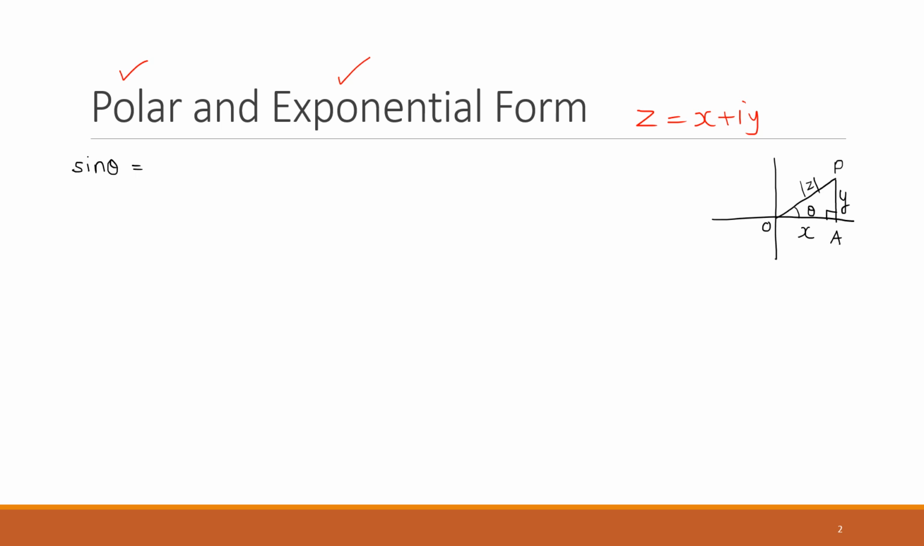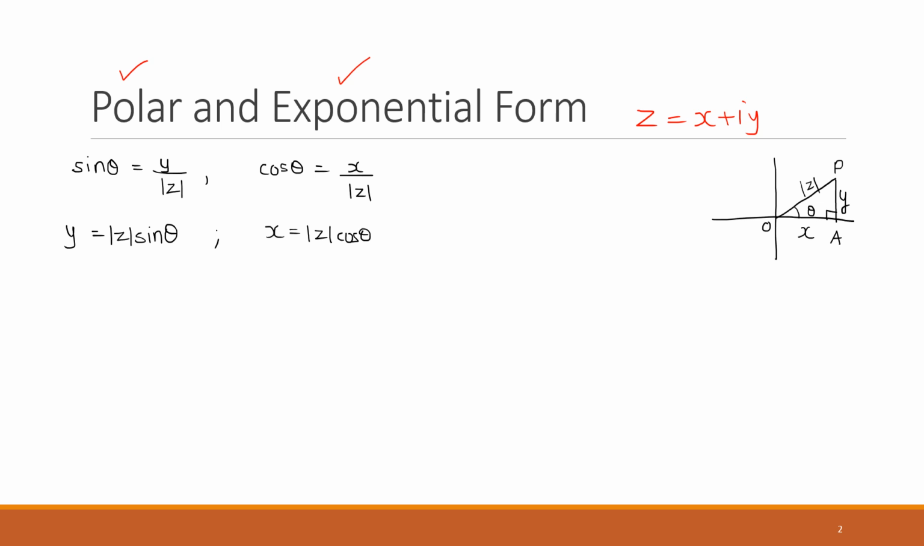in triangle OAP, I can write sine theta as y by mod z, correct? And cos theta as x by mod z, correct? Sine theta is y by mod z, cos theta is x by mod z. That is, I will get the value of y as mod z sine theta, and the value of x as mod z cos theta. So x is mod z cos theta and y is mod z sin theta.